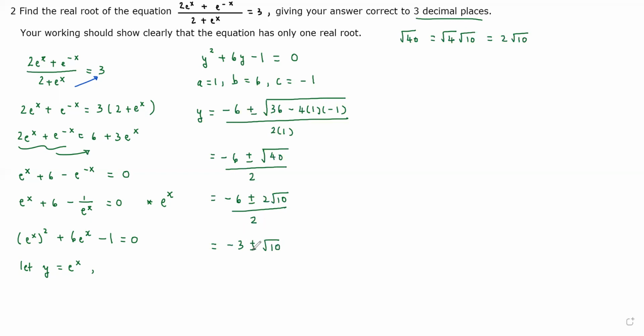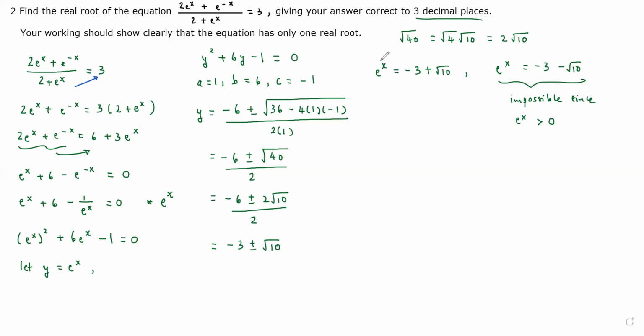These are the y values. What we want is the value of x. So y is e^x. Then we have e^x equals negative 3 plus the square root of 10, or e^x equals negative 3 minus the square root of 10. This is impossible because e^x is positive, but negative 3 minus root 10 is negative. A positive value cannot equal a negative value. We are left with e^x equals negative 3 plus root 10.